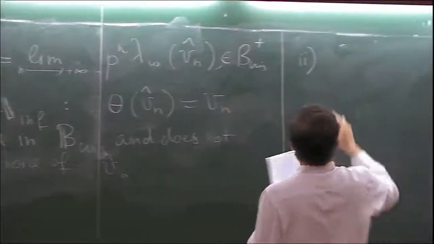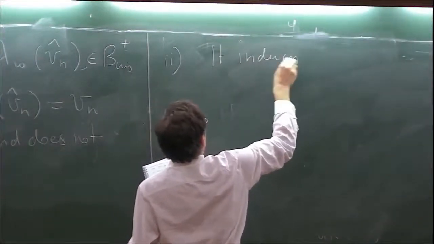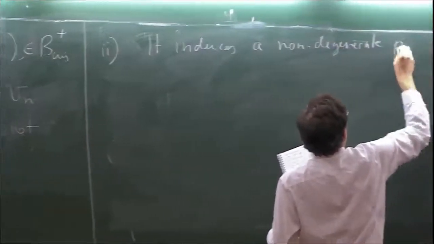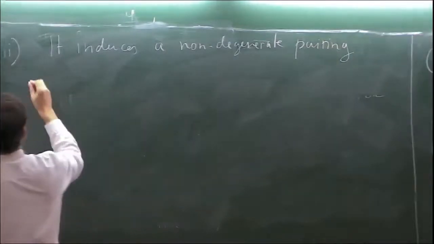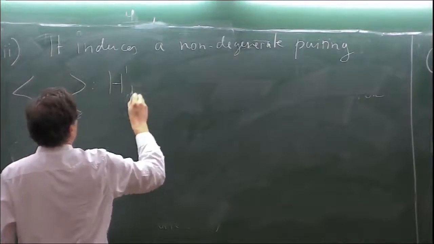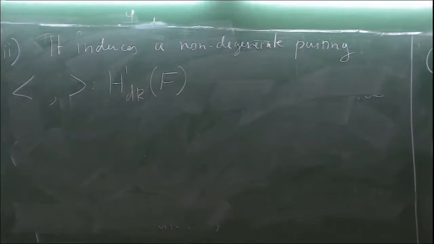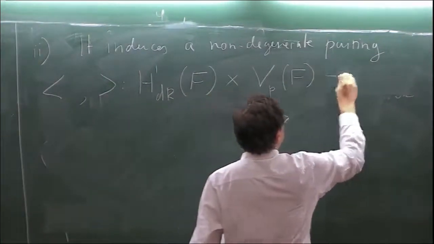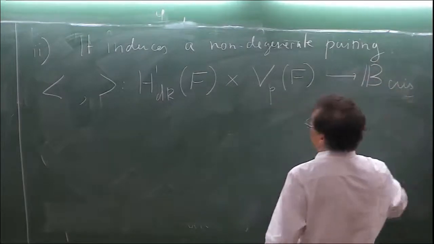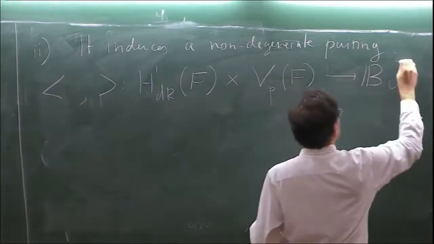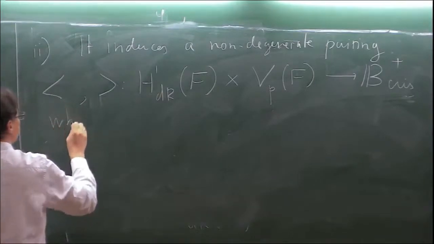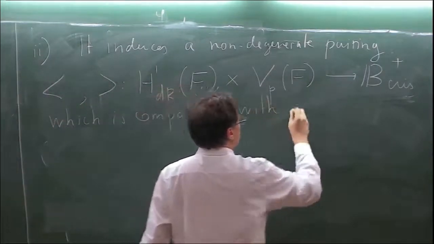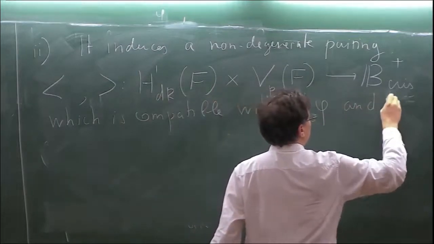Second statement, it induces a non-degenerate pairing between the de Rham cohomology of F and V_pF by linearity, we can pass to V_pF with values in B_cris^+, which is compatible with the action of Frobenius and the Galois group.